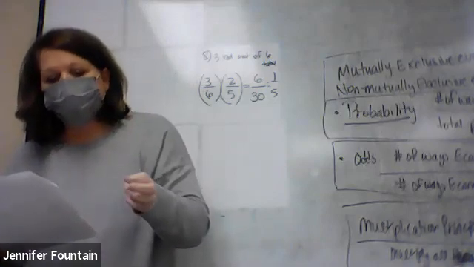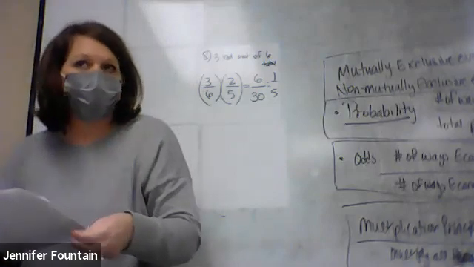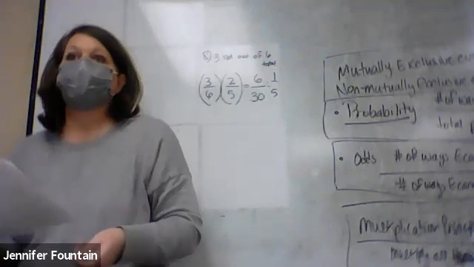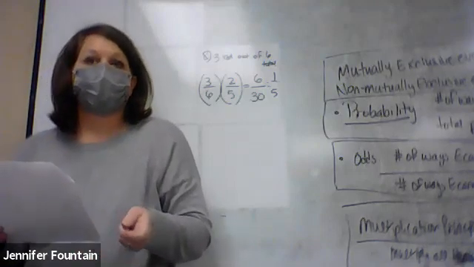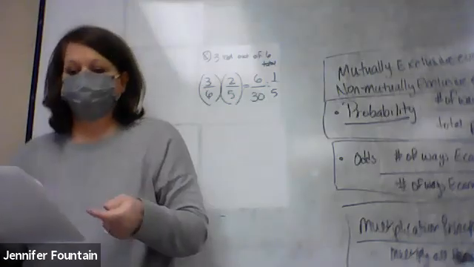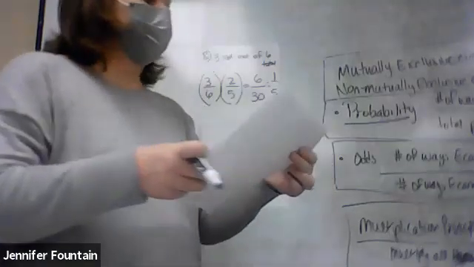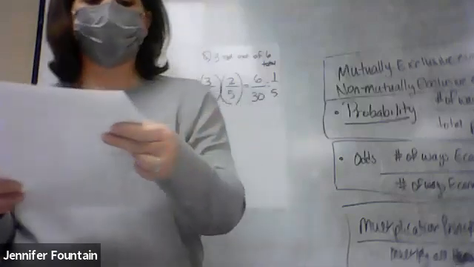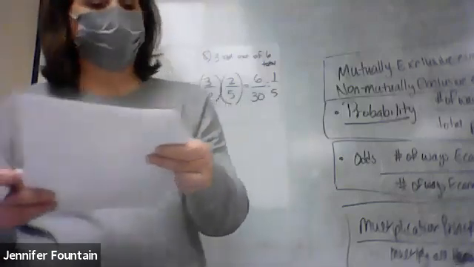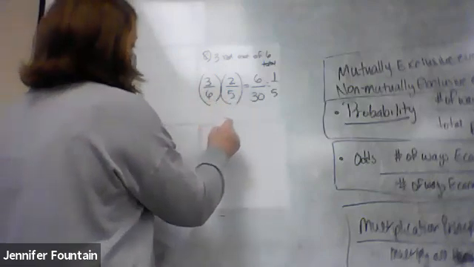How many total spins do they have? How can I figure out my total spins? Just add up the times landed. Yeah, we're adding them up. We know how many were red, orange, blue, and yellow, but I don't know my total number. So the first thing I've got to do is add them up.